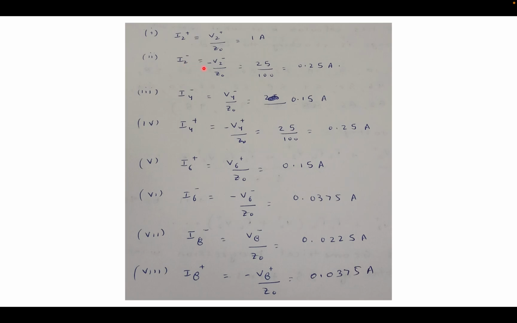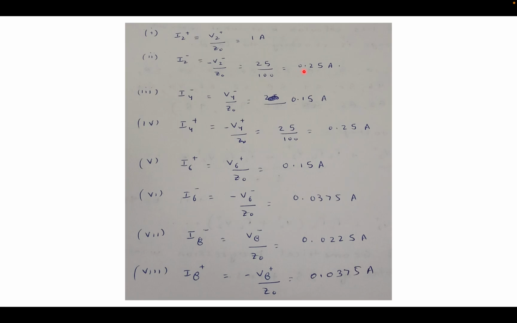Now when it hits the load end, you know the I2 minus is given by minus V2 minus by Z naught, right? Because it's getting reflected backward, so basically current is negative. So it is minus V2 minus upon Z naught. So V2 minus, you know, is negative 25, so you will get minus minus, which is equal to 25 volt, and divide by 100. So basically I2 minus is 0.25 ampere.